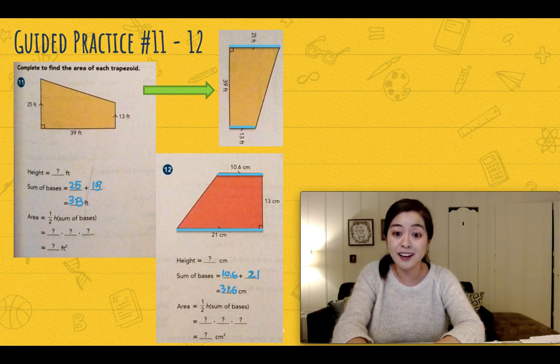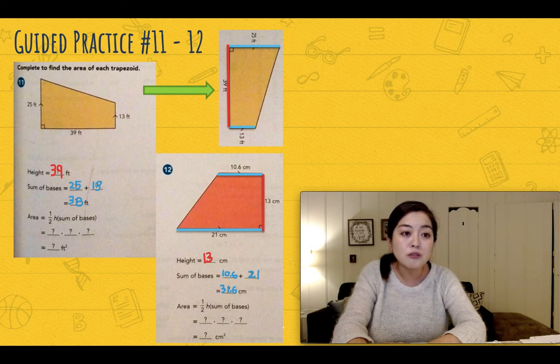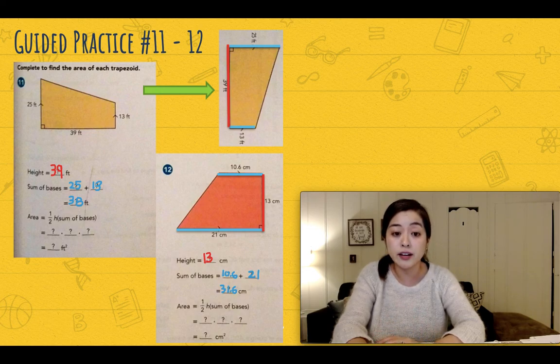Now I'm ready to find the height. The height is just the distance between the bases that is perpendicular to the bases. So the height is as follows, as you can see in the picture in the red line. For number 11, the height is 39, and for number 12, the height is 13. I'm going to input those values into my formula for the area of a trapezoid.